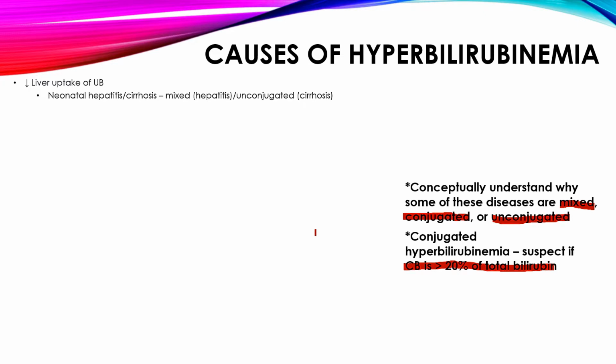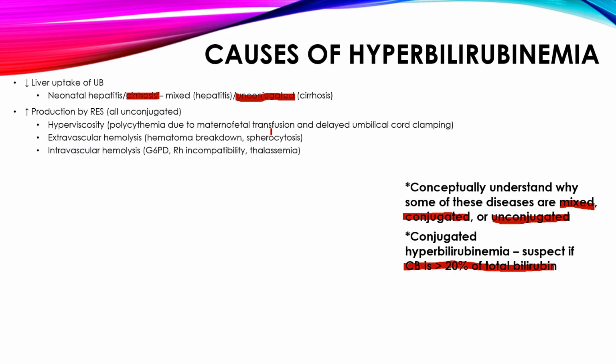So, first cause, decreased liver uptake of unconjugated bilirubin. Makes sense, right? If you can't take up unconjugated bilirubin, how are you going to get rid of it? You're not. So, hepatitis and cirrhosis, neonatal hepatitis, commonly from transmission from the mother to the child by hepatitis B, that can cause the liver not to take it up. And cirrhosis as well, if you have some kind of genetic defect that damages the liver, you can't conjugate the bilirubin, so you get an unconjugated hyperbilirubinemia. One of the many different causes.